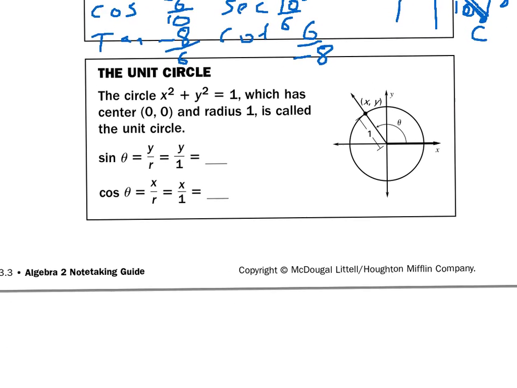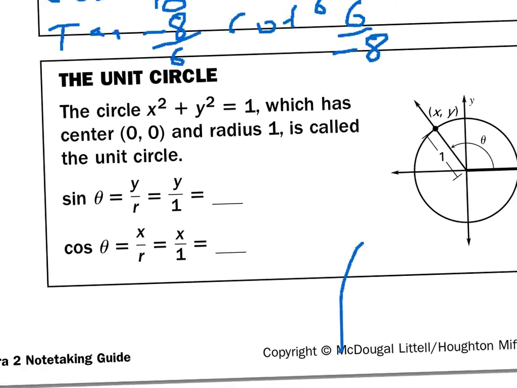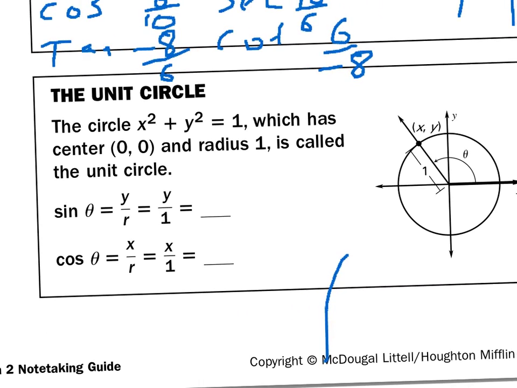Let's take a look. Now the unit circle, just like I said before, I put all of this on that additional thing, but here's the major stuff you need to know about it. In the unit circle, the sine of theta equals y over r, and because the unit circle is always 1 unit in radius, then the sine of theta is your y number, and your cosine of theta is your x number.